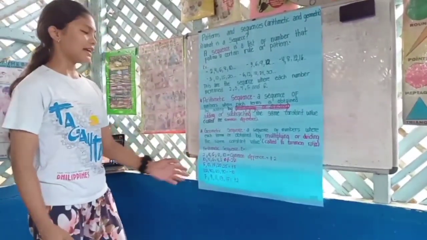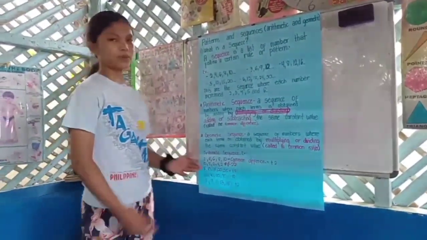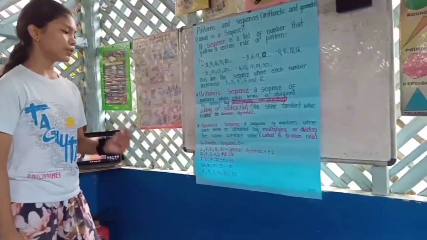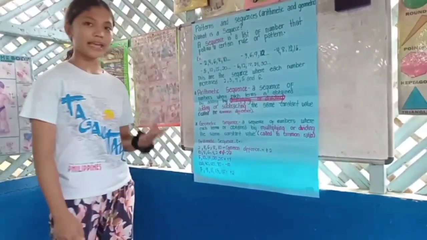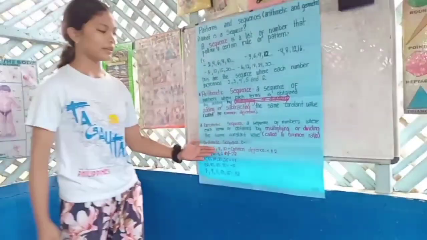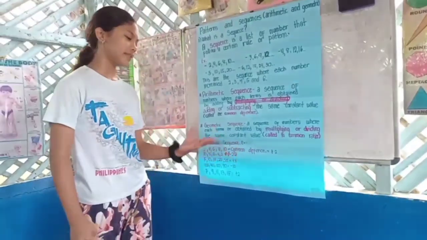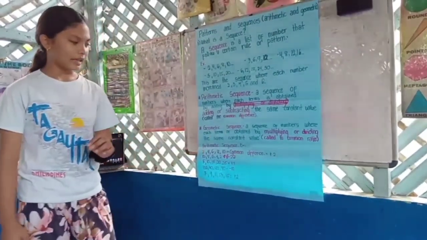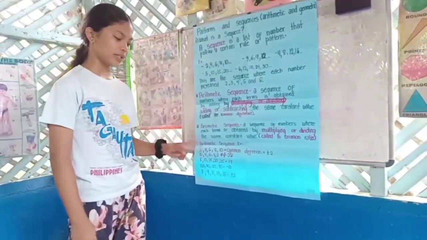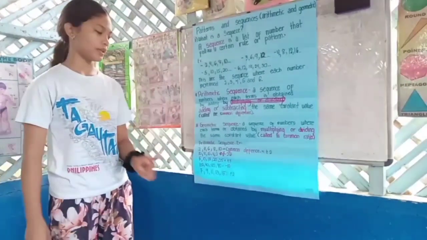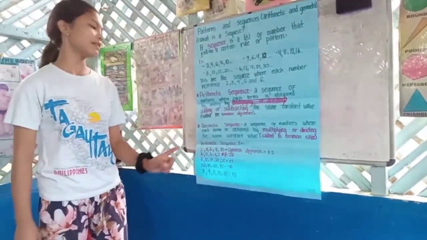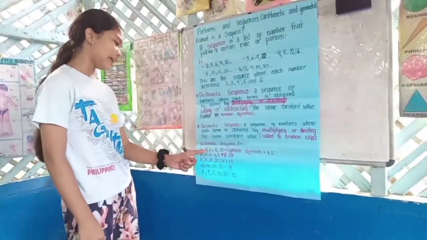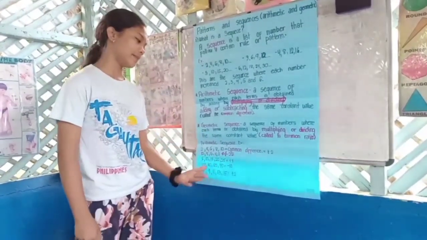Now, let's look at an example of an arithmetic sequence. 2, 4, 6, 8, and 10. The common difference of this is plus 2, because 2 plus 2 is equal to 4, 4 plus 2 is equal to 6, while 6 plus 2 is equal to 8, and 8 plus 2 is equal to 10.